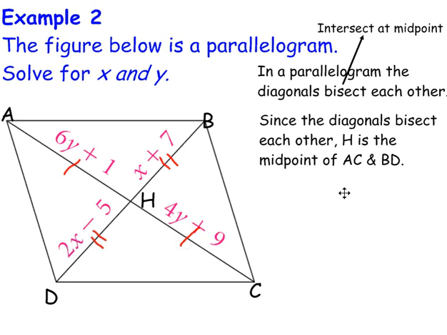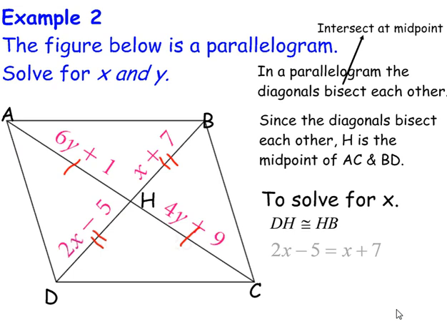So if you want to solve for x, we know that DH is congruent to HB. So we get 2x minus 5 equals x plus 7, and we get x equals 12. And if you substitute it back in, you'll get 19 for DH, and you'll get 19 for HB, which makes sense because they are supposed to be equal to each other since H is the midpoint.